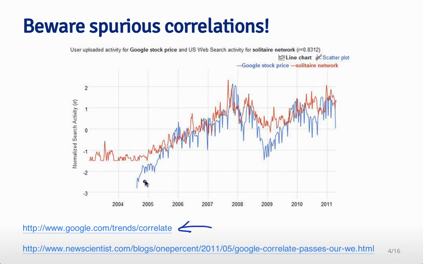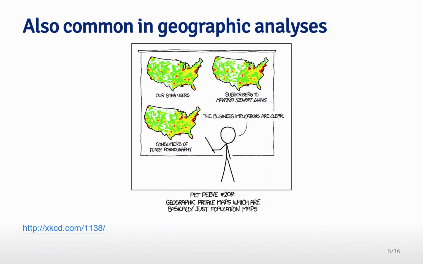And so, for example, here you can see a correlation between the Google stock price shown in blue and solitaire network, which is in red. And so those don't necessarily have anything to do with each other at all, but they have a very high correlation. You might think you might be able to predict one from the other, even though in the future they might diverge substantially because they aren't necessarily related to each other at all.